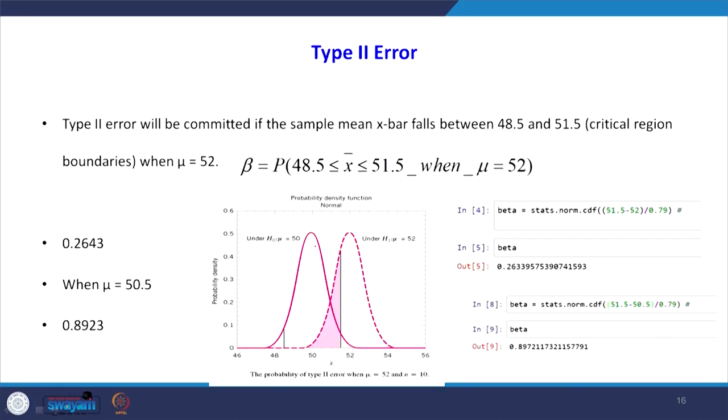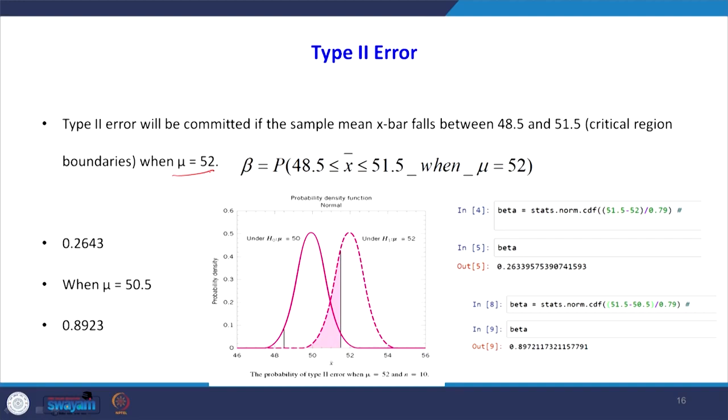How do we find this type 2 error? See, a type 2 error will be committed if the sample mean x bar falls between the critical values 48.5 and 51.5 when mu equals 52. You see that it is 52, not mu equal to 50. When I say 52, that population has nothing to do with the population whose mean is 50, because it is some other population, but it lies on the acceptance side. So, I am falsely accepting. That is our type 2 error.